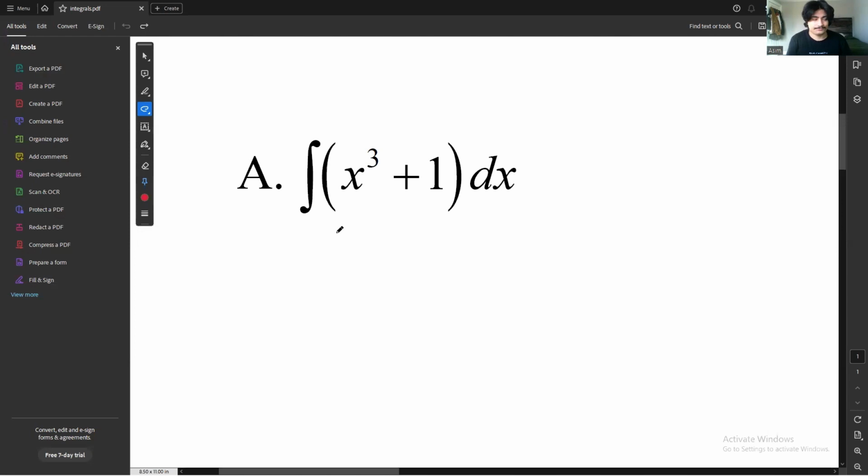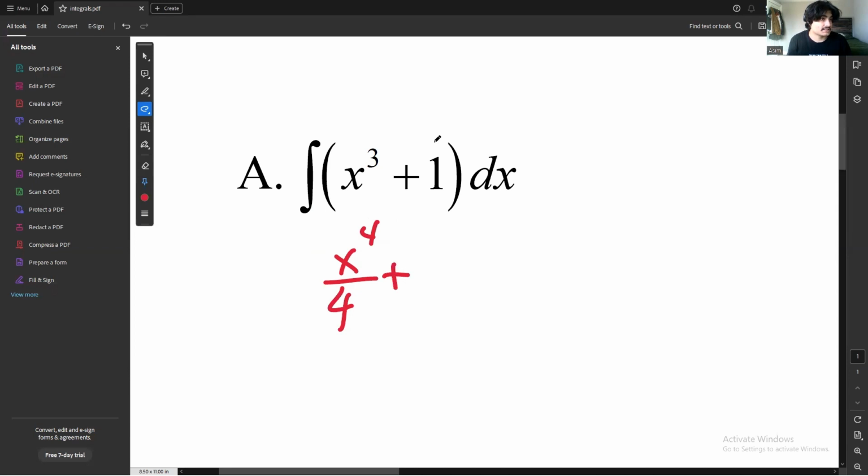So what we're gonna do is increase the exponent by 1 and divide by the last number of that exponent, I'm sorry. So in this case, if we increase our exponent by 1, we're gonna get x to the power of 4 divided by 4, because 4 is our last exponent.